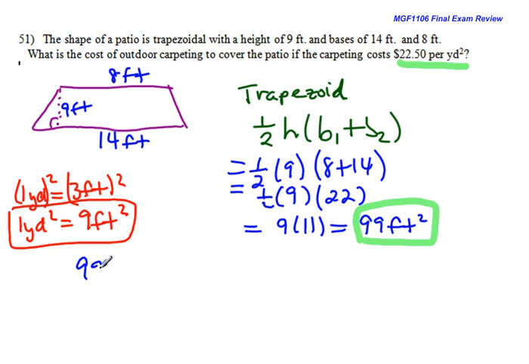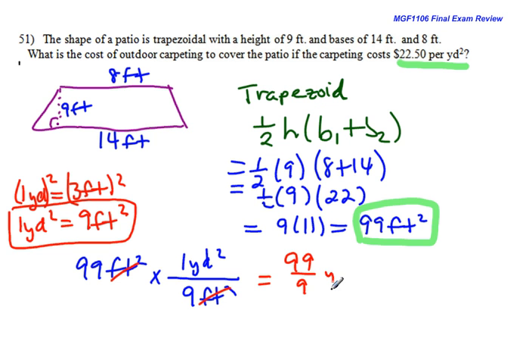So we have 99 feet squared. What we want, we put on the top, which is the yard squared. What we want to get rid of, the feet squared, we put on the bottom. These cancel. 99 times 1 is 99 over 9, which gives us 11 yards squared. So these two answers here are equivalent, and these are the area of the trapezoidal shape.